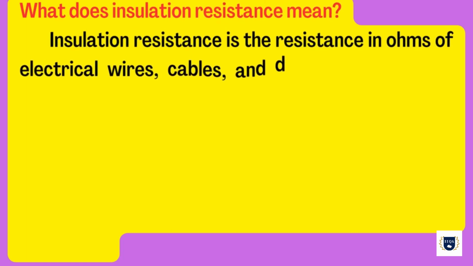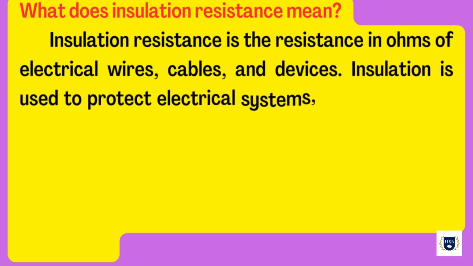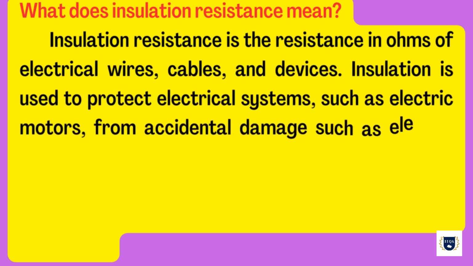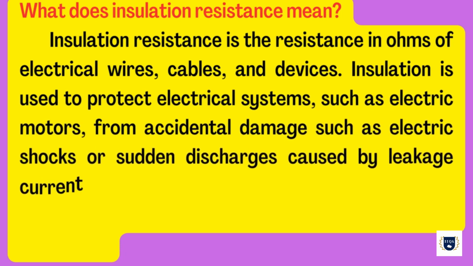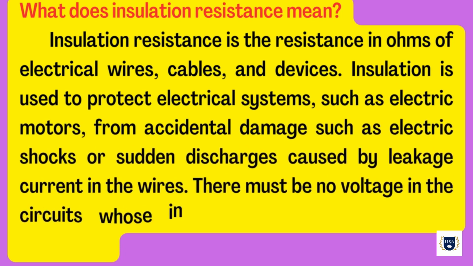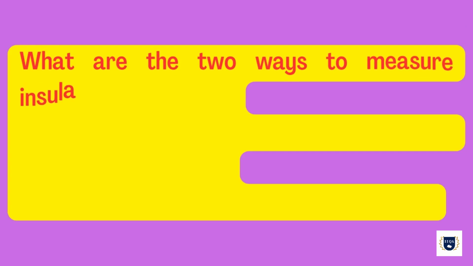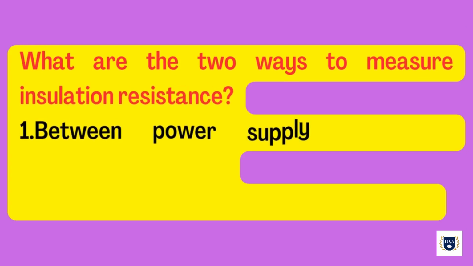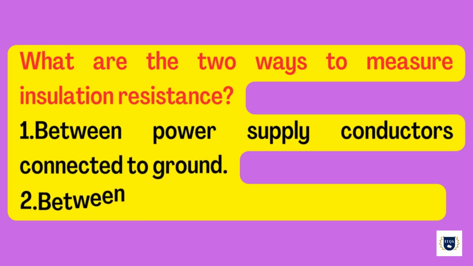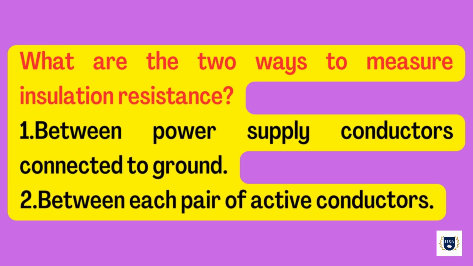What does insulation resistance mean? Insulation resistance is the resistance in ohms of electrical wires, cables, and devices. Insulation is used to protect electrical systems, such as electric motors, from accidental damage such as electric shocks or sudden discharges caused by leakage current in the wires. There must be no voltage in the circuits whose insulation resistance is to be measured. What are the two ways to measure insulation resistance? 1. Between power supply conductors connected to ground. 2. Between each pair of active conductors.